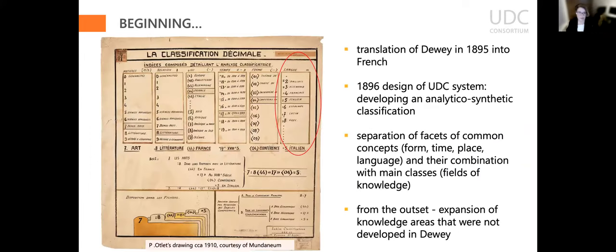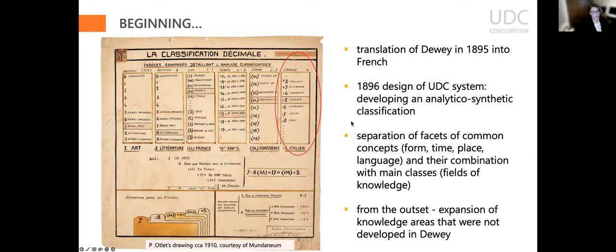This structure of classification is from the very beginning of the inception of the UDC. So Paul Otlet and Henri La Fontaine needed a classification system to organize a huge bibliography they had just started, which was called the Universal Bibliographic Repertory. And they approached Dewey and got permission from him to use Dewey as a basis, with one proviso, that the first three levels of classification should not be changed. And then they started thinking about separating.